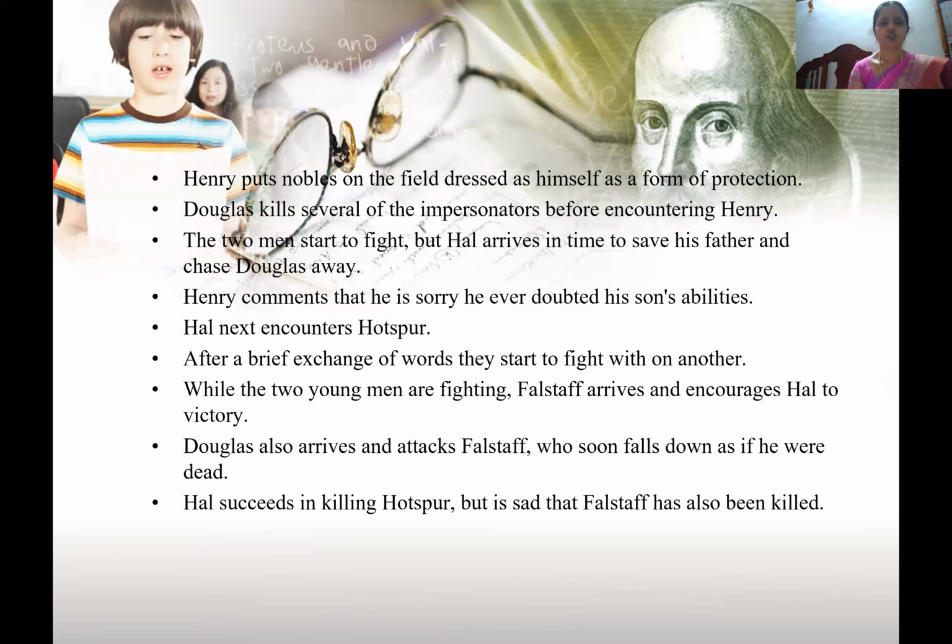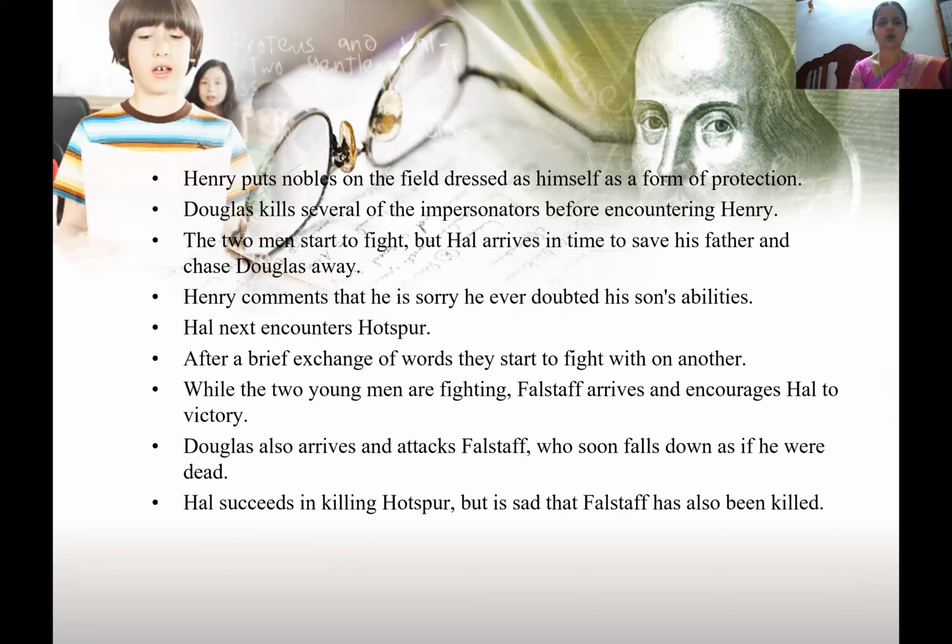Henry puts nobles on the field, dressed as himself as a form of protection. Douglas kills several of the impersonators before encountering Henry. The two men start to fight, but Hal arrives in time to save his father and chase Douglas away. Henry comments that he is sorry he ever doubted his son's abilities.